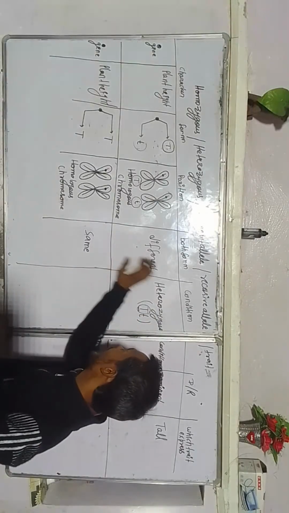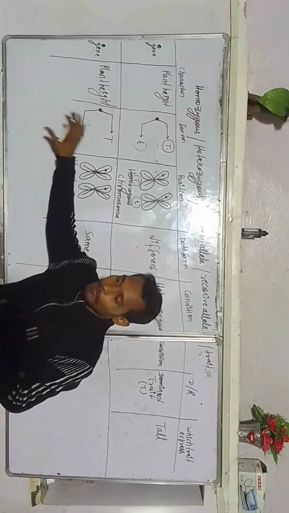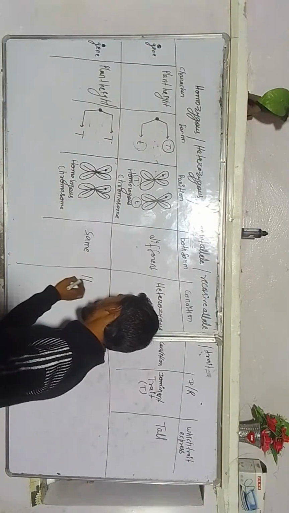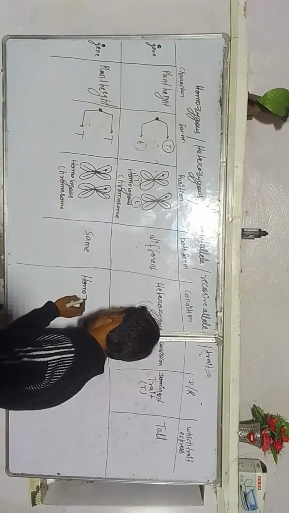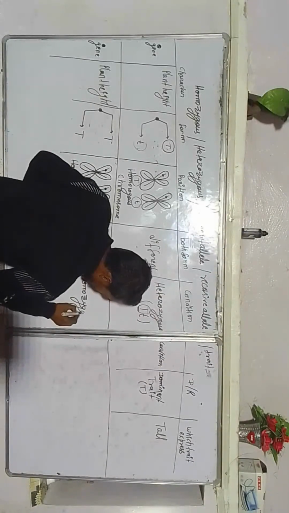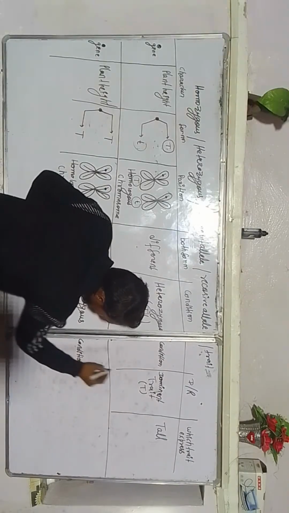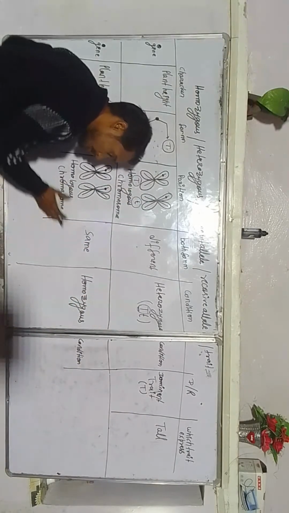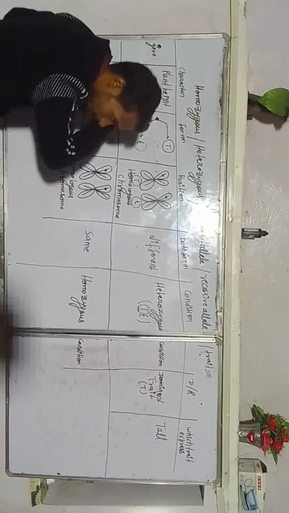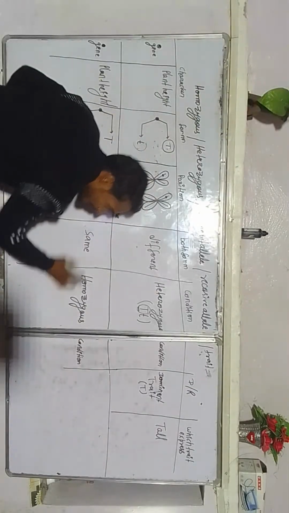And the condition: whenever both are the same, that means homo, homozygous condition. Because both alleles are the same, the condition that arises is called the homozygous condition. Homo means same.